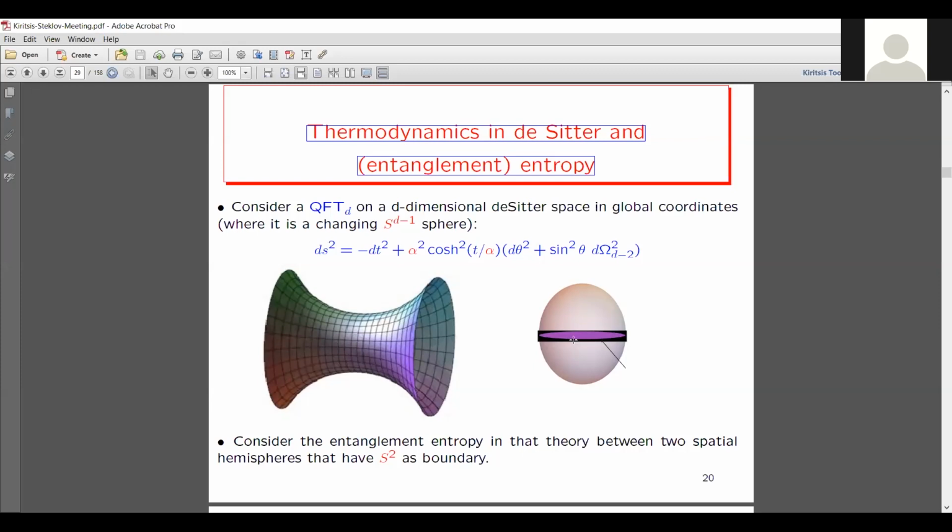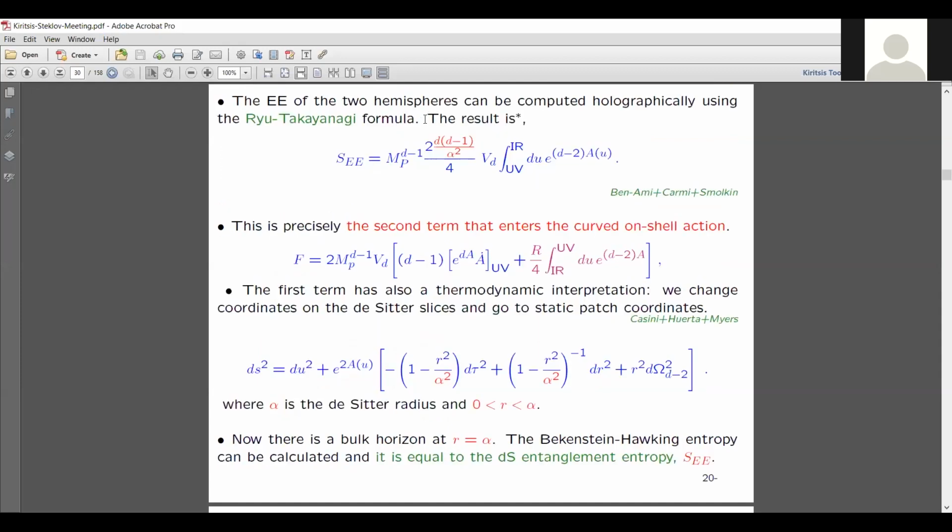Now, what I would like to do is to consider the entanglement entropy of the quantum field theory, which is living on this space, between the two hemispheres. That is, what is the entanglement entropy of one hemisphere entangled with the other? And these have an S^(d-2) boundary, or if you are in 4 dimensions, this would be an S^2 boundary. So this can be calculated holographically using the Ryu-Takayanagi formula. And the result, when you do this calculation, which is quite simple, is again a few trivial factors in front. This is the curvature of de Sitter space. And this is the same integral we have seen appearing, in fact, in our on-shell action. In fact, it's precisely this term. So this term is the entanglement entropy in the quantum field theory of two half hemispheres in de Sitter space.